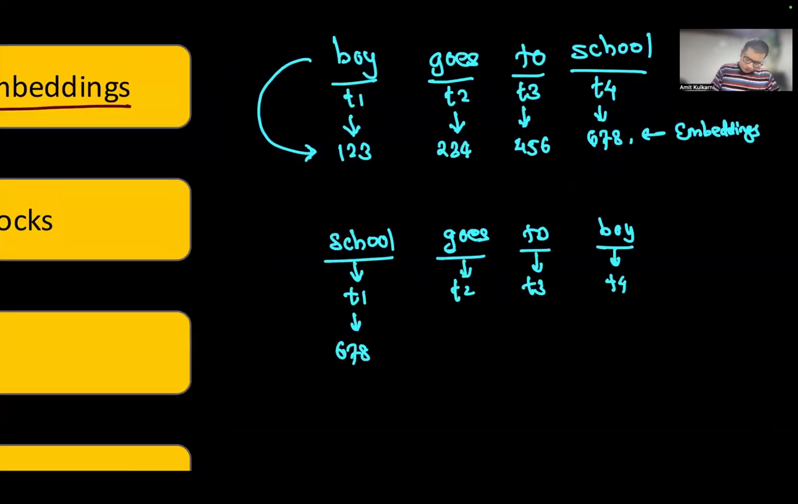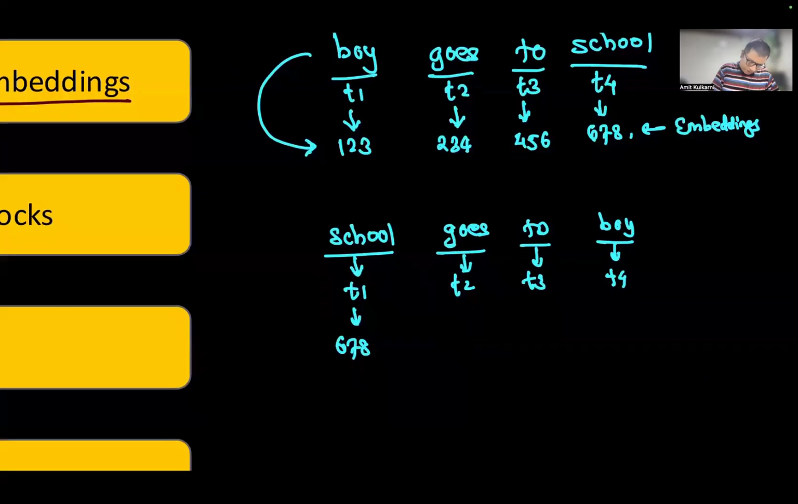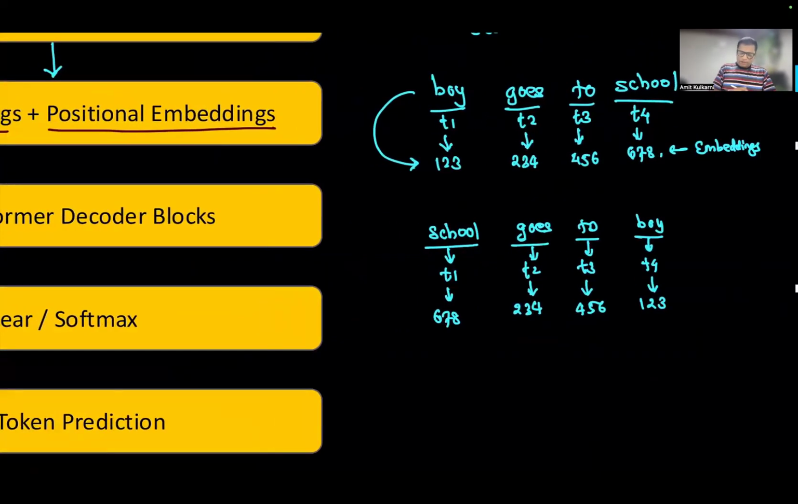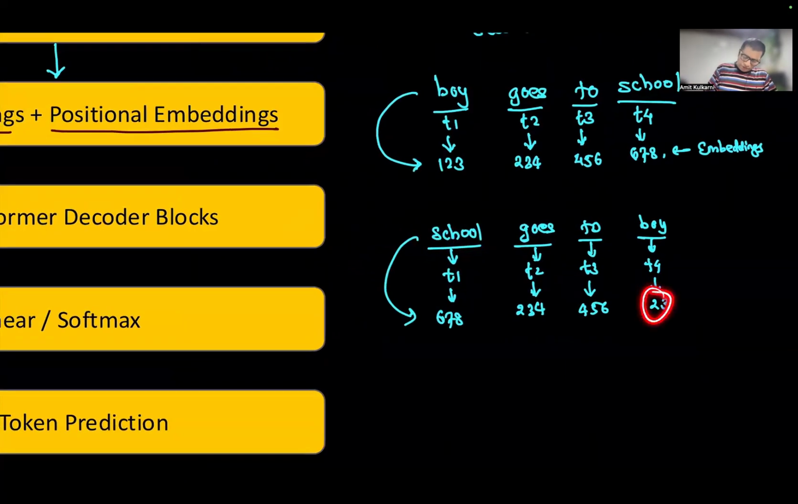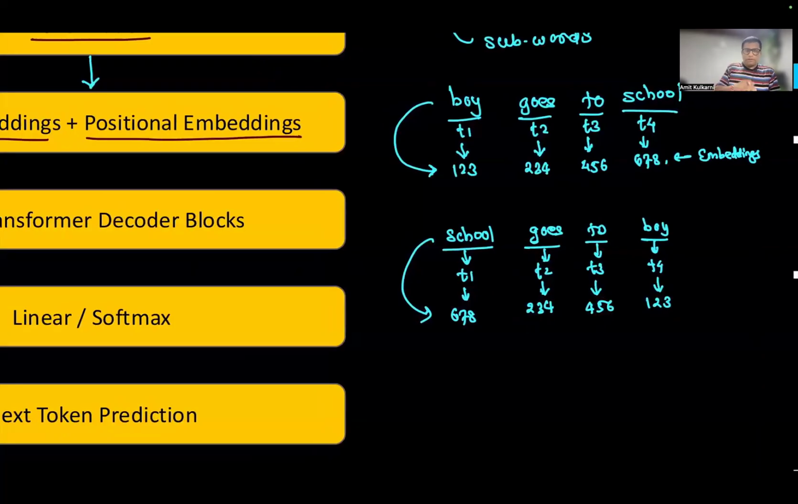Next one, goes. Goes is 2, 3, 4. Then you go for to. To is 4, 5, 6. And boy is 1, 2, 3. If you could understand something, whenever I'm passing the same word to the embedding model, the model which generates the embeddings, it is always going to give me the same embedding back, the same number back.